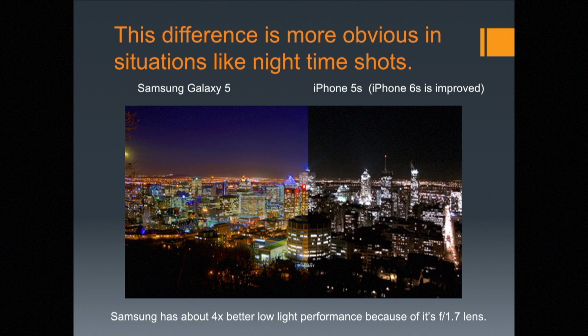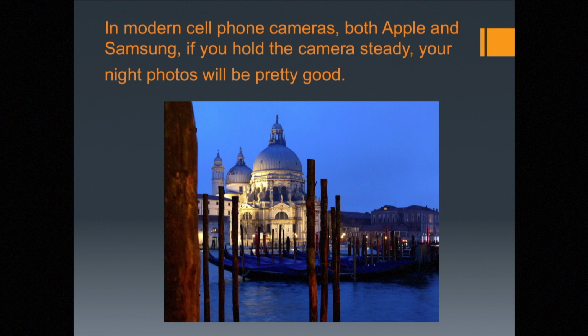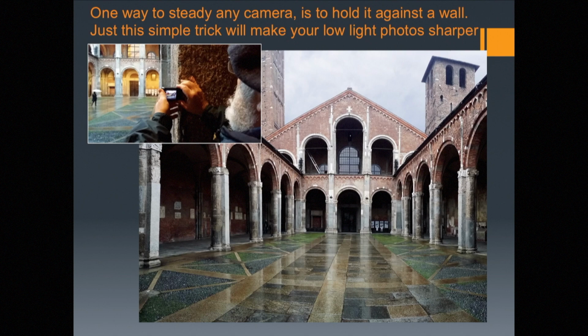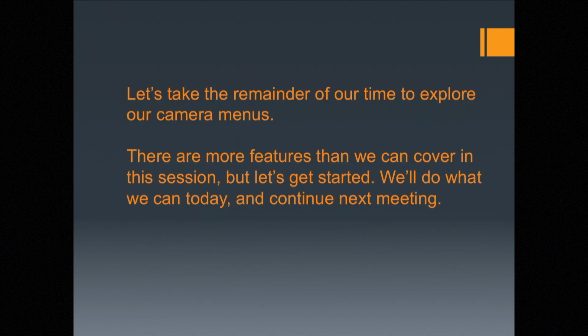In modern cell phone cameras, both Apple and Samsung, if you hold the camera steady, your night photos will be very good. One way to steady any camera is to hold it against a wall or put it on the back of a bench or whatever. When you're in a low light situation, just this simple trick will make your low light photos much sharper. This is what I do with any camera at all, cell phones too, is to steady that camera in low light situations.